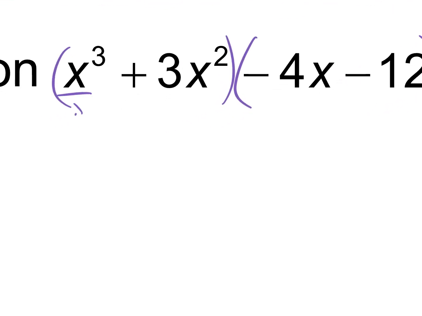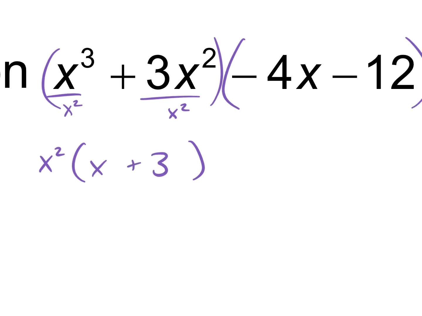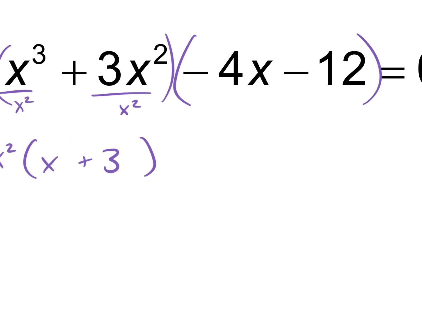X squared. So we're going to take out an x squared. That goes to the outside. What are we left with? X plus 3. What's the GCF in our second group? Negative 4. So we take out a negative 4. I'm left with x plus 3.